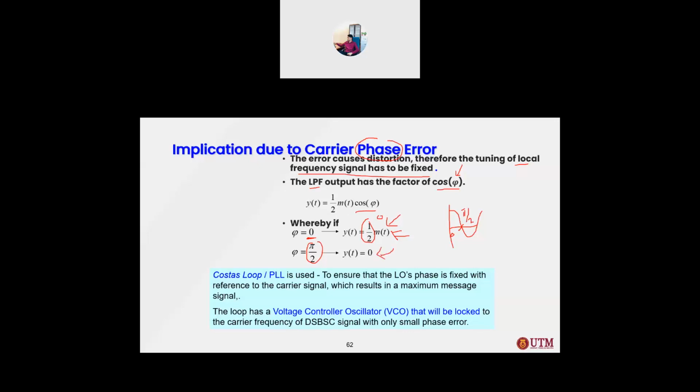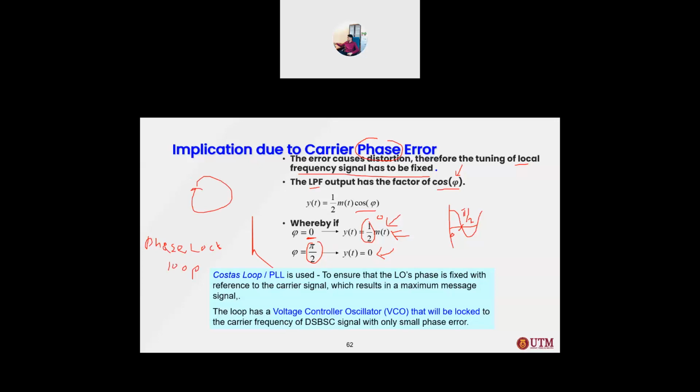So a Costas loop or phase lock loop is used. PLL stands for phase lock loop. I don't know whether you have learned it or not. A loop means it's going to be like a loop, and lock means all of the route is locked. We don't have something that is open.